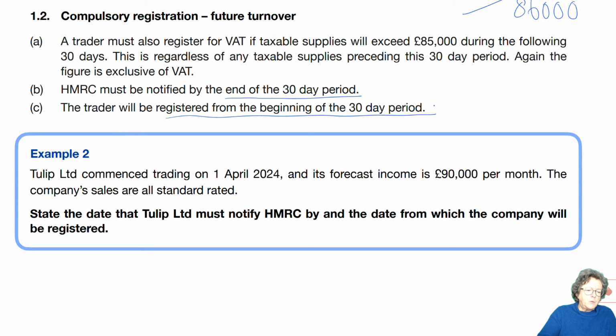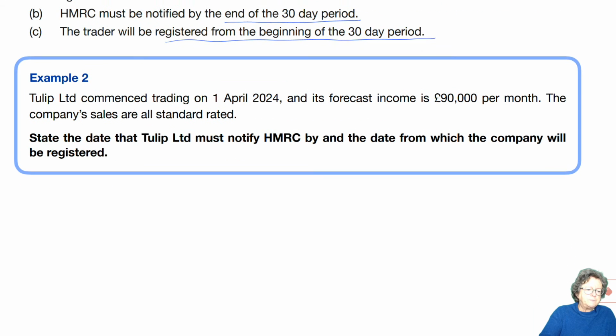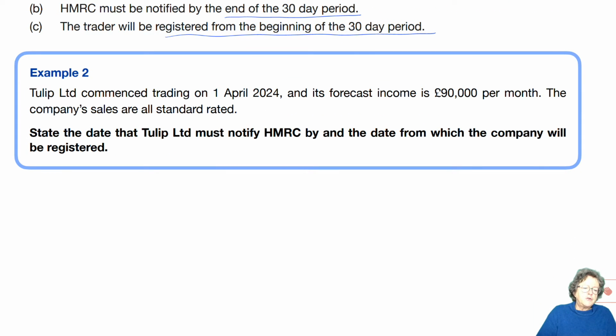Okay, so we have here example number 2. Tulip commenced trading on the 1st of April 24. Its forecast income is 90,000 per month. The company sales are all standard rated. State the date that Tulip must notify HMRC by and the date from which the company will be registered. And again, you can see this as a multiple choice question in section A.